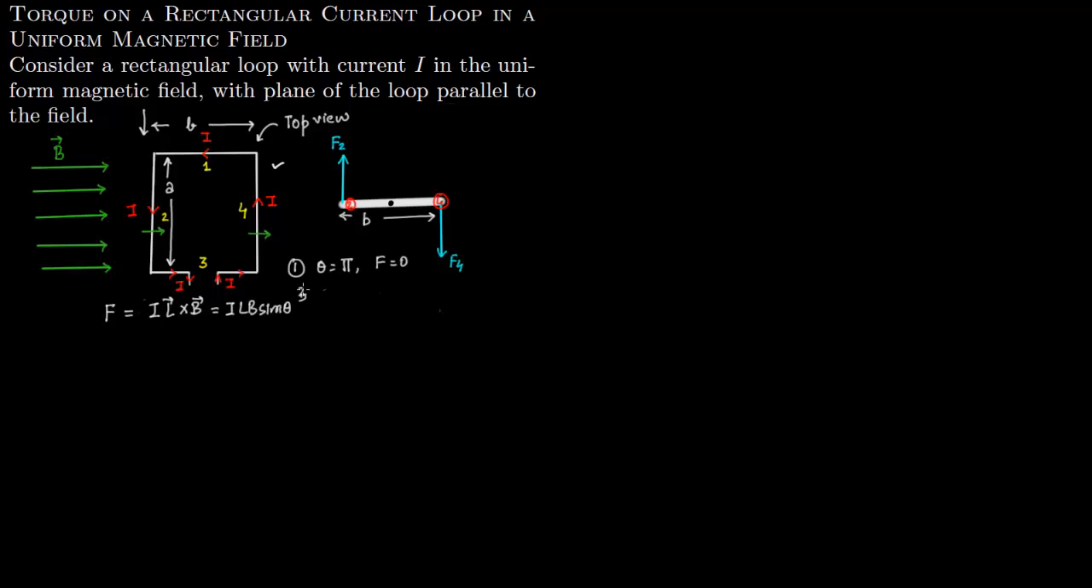For side 3 now, theta is 0 because the current and the magnetic field are in the same direction. So theta is 0, so again the force would be 0. So we are now just going to worry about side 2 and side 4.